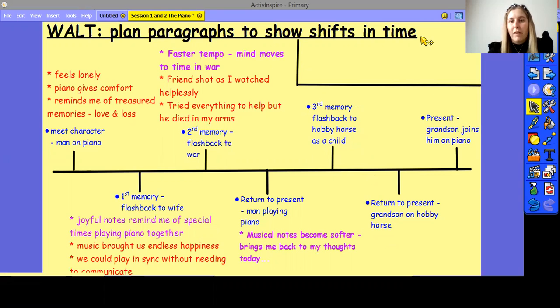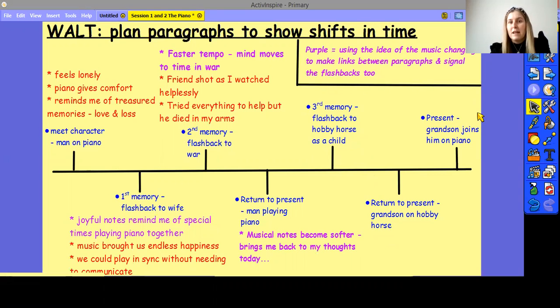So just a little reminder, pop this video down here, that anything you can see in purple is using the idea of the music changing to make links between the paragraphs, and it signals the flashbacks too. So you could actually pause this video as you're doing your plan today, and you will be able to use some of my ideas and take them and make them your own. And I hope this will help.